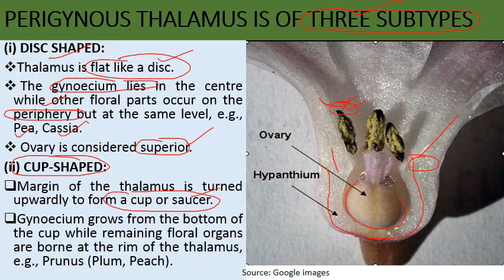जो gynoecium है वो इसके bottom से grow करता है thalamus के of the cup, while the remaining floral organs are born at the rim or edge of the thalamus. It is found in case of prunus, that is plum or peach. इनके flowers में जो condition होती है thalamus की, that is cup shaped, और it is perigynous flower.